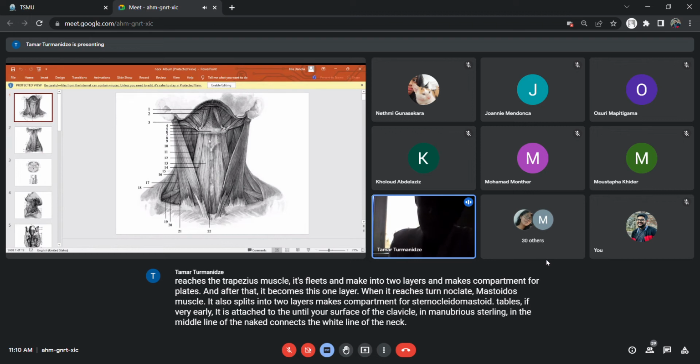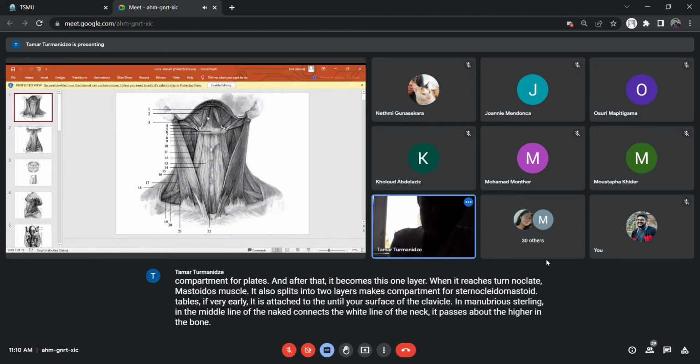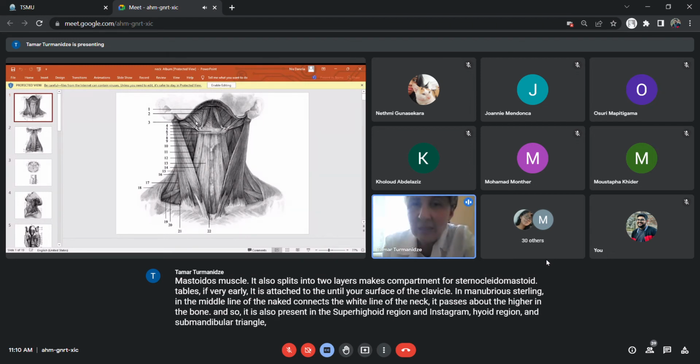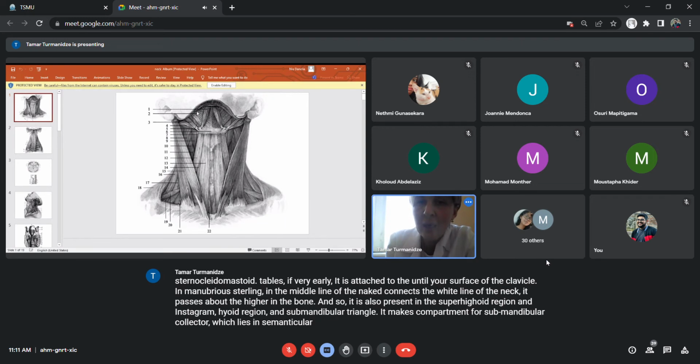It passes above the hyoid bone, so it is also present in the suprahyoid region, and in the suprahyoid region, in the submandibular triangle, it makes a compartment for the submandibular gland, which lies in the submandibular triangle, and on the face, it continues to the proper fascia of the face.